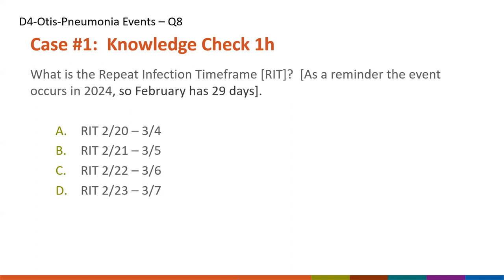And this will be our final question for this particular case, and then we'll jump into another one. So case number 1, knowledge check 1H. What is the repeat infection timeframe, or RIT? Just a reminder, I know I mentioned this in the beginning, but it is important to note that this event occurs in 2024, so February does have 29 days. The options are A, your RIT is 2/20 through 3/4; B, your RIT is 2/21 through 3/5; C, 2/22 through 3/6; or D, 2/23 through 3/7.